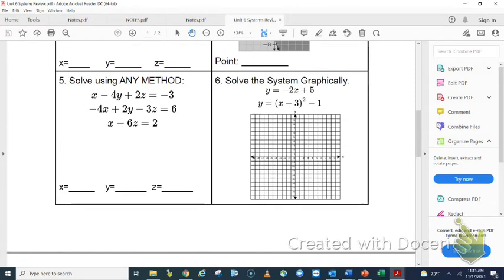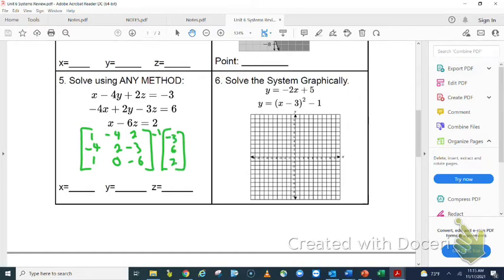All right, solve using any method. I'm going to solve this using a matrix. That would be easiest. So I'm going to set this up like so, using my coefficients only. My y's got to be 0 here. Take the inverse of that times my totals: -3, 6, and 2. When I hit enter on my calculator, I should get x equals -1, y equals 0.25, and z equals -0.5.